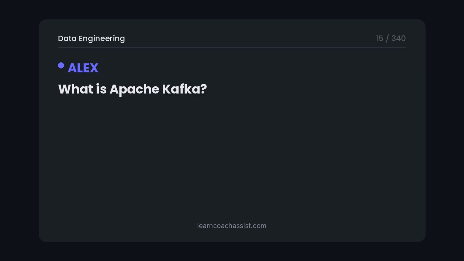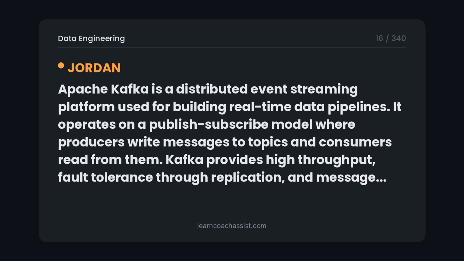What is Apache Kafka? Apache Kafka is a distributed event streaming platform used for building real-time data pipelines. It operates on a publish-subscribe model where producers write messages to topics and consumers read from them. Kafka provides high throughput, fault tolerance through replication, and message durability, making it ideal for streaming architectures.